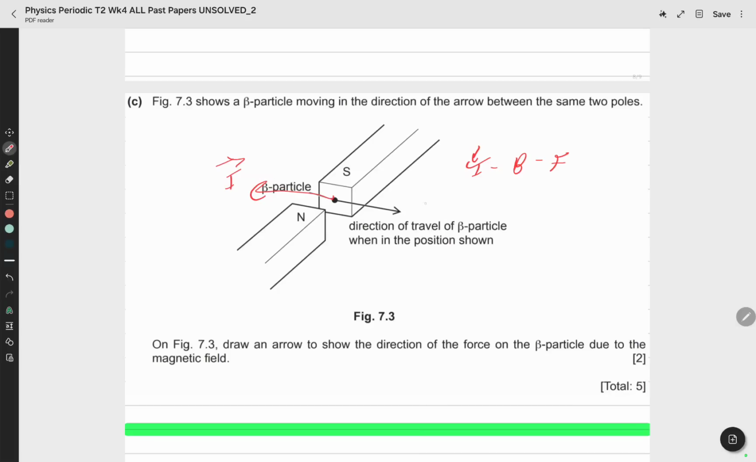Okay, and now when I use my I, B, F rule, thumb going to the left, obviously the magnetic field is going from north to south, so it's going to be going like this, right? So we're going to call this B. Extend your middle finger, it's going to go down, right? So that means the arrow of the force is going to be going down. We're going to label this F.